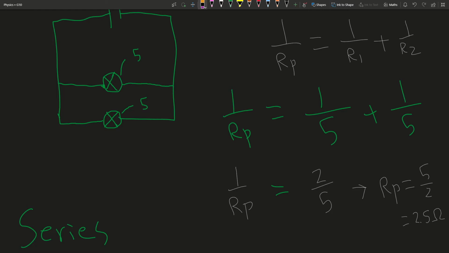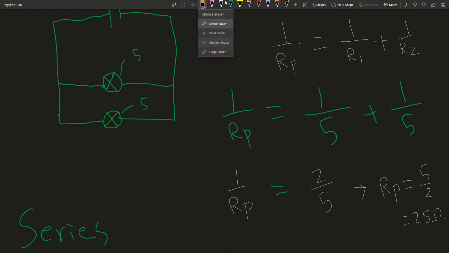You need to do this the proper mathematical way. This is somewhere where it's a little bit dangerous to skip steps because you might mess up. So yeah, do it this full way. Okay, so as you can see, we've got two resistors that are both 5 ohms, and our final resistance is 2.5. So our total resistance in this case is less than all of our resistors.